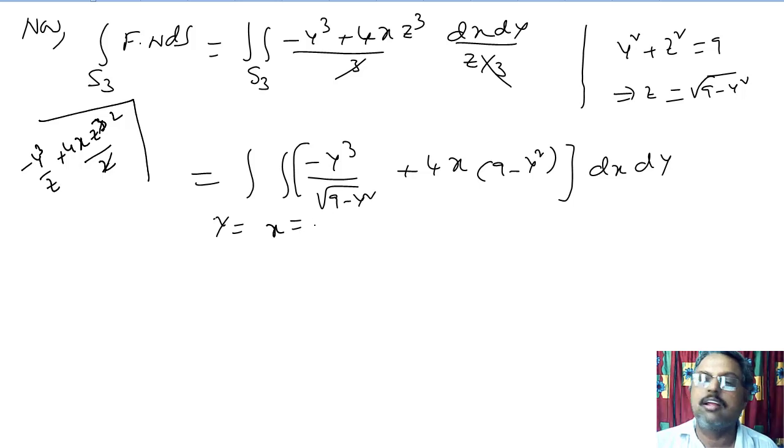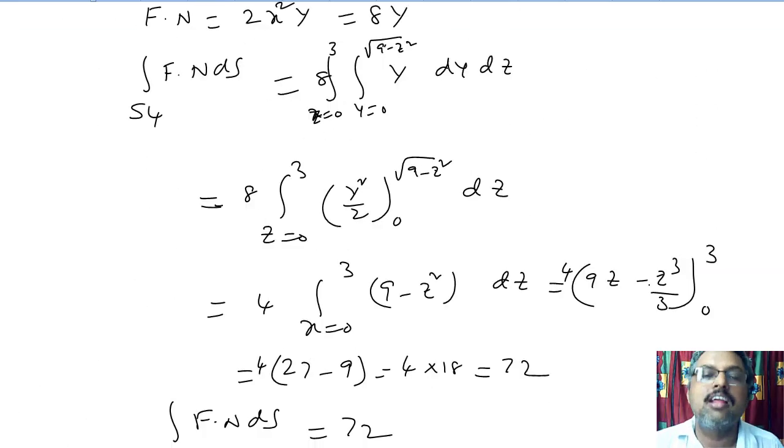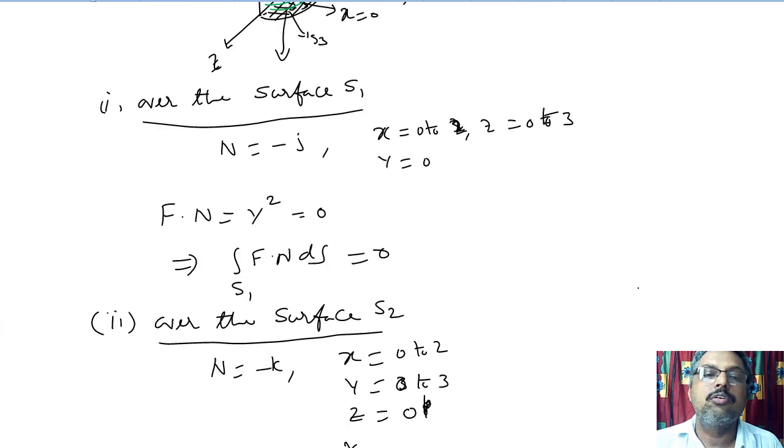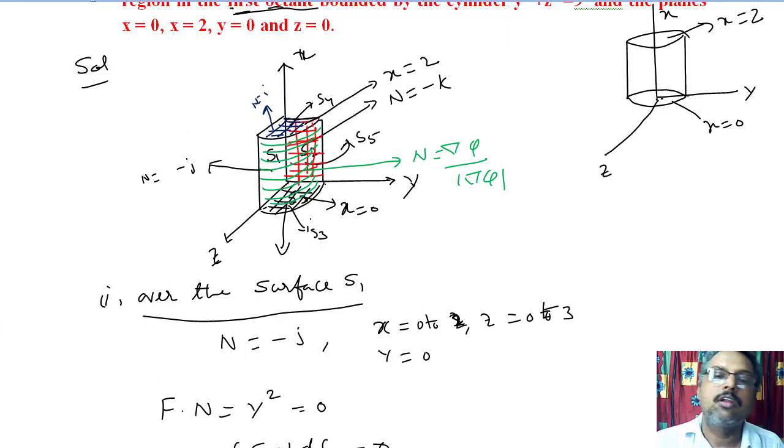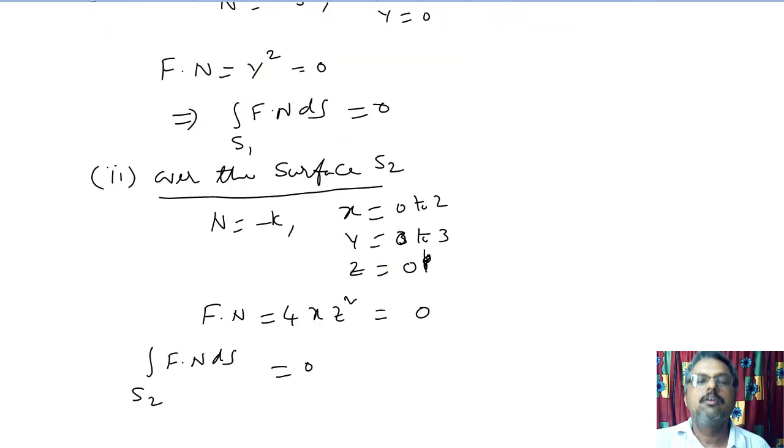First I will write the x limits. X limits are directly given, 0 to 2. Now, x is 0 to 2. Y limits.